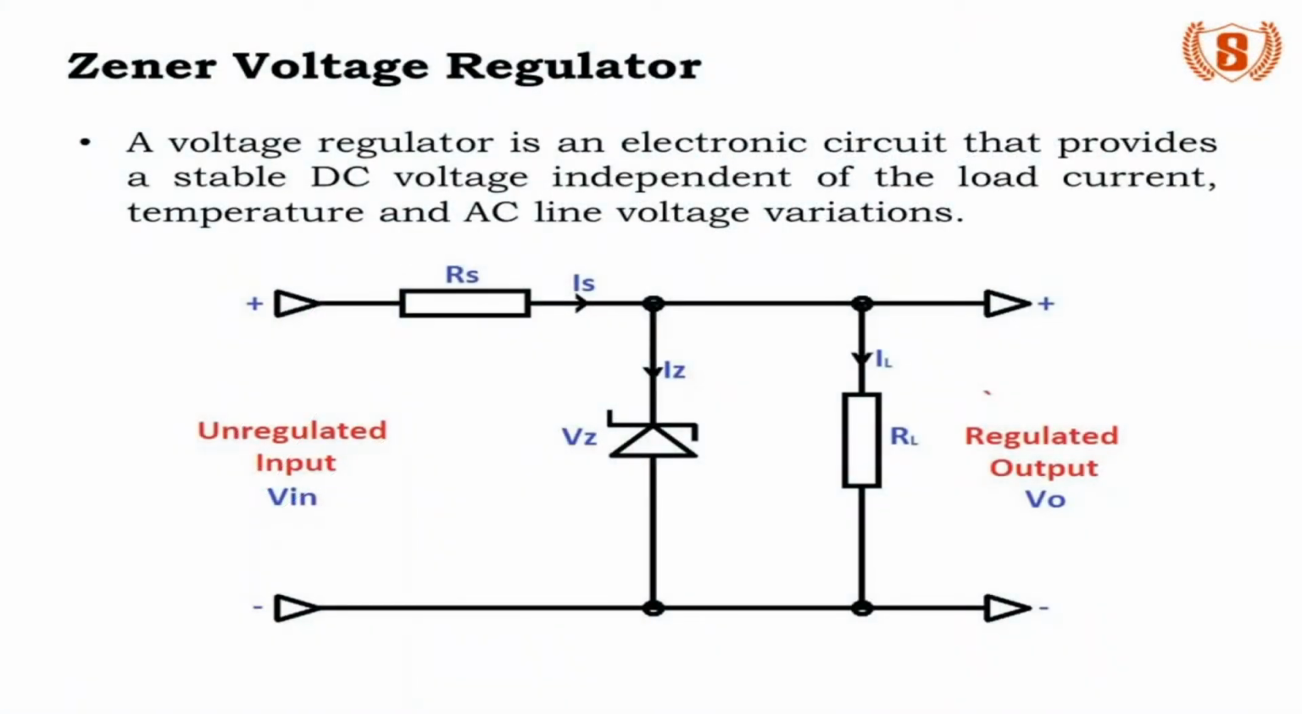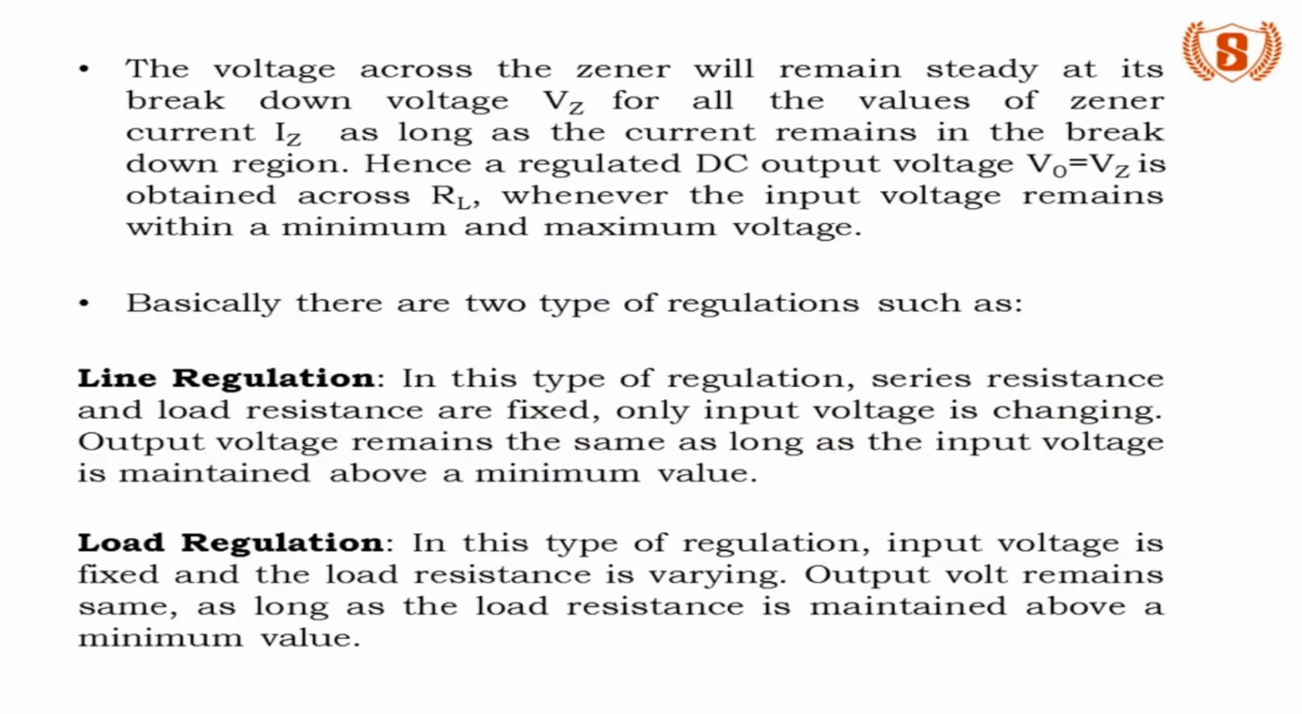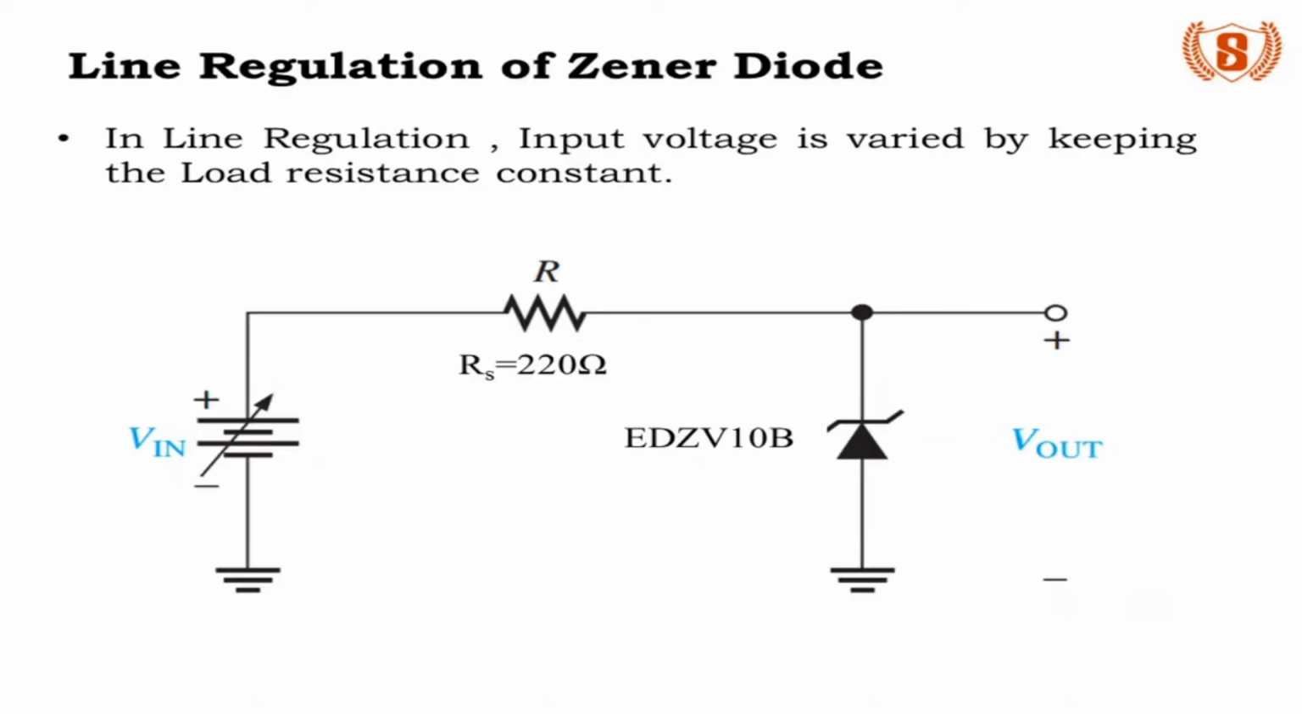Hi everyone, in this video I am going to explain how to do the simulation of a Zener voltage regulator using LTSpice. Voltage regulation is basically of two types, line regulation and load regulation. In line regulation, the input voltage is varied in steps while keeping the load resistance constant. For every step change in input voltage, the output voltage is analyzed. So for line regulation analysis, the graph will be drawn between input voltage and output voltage.